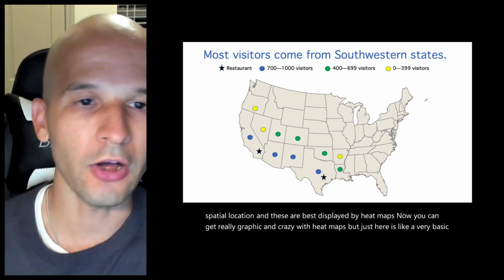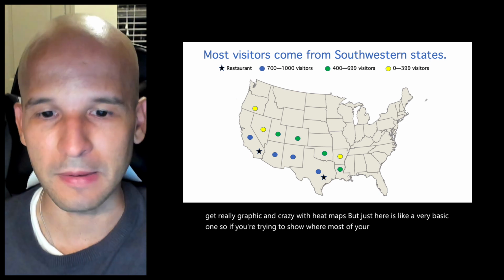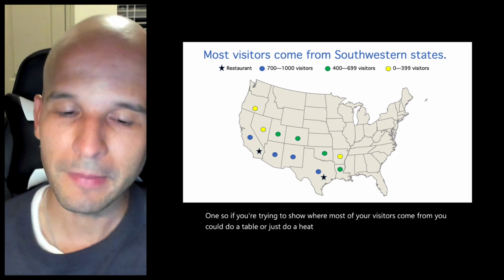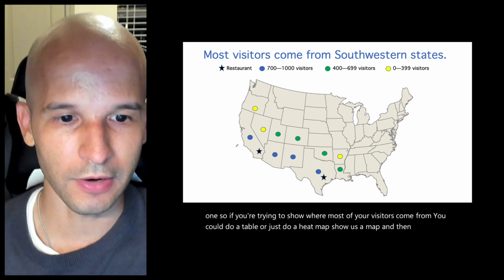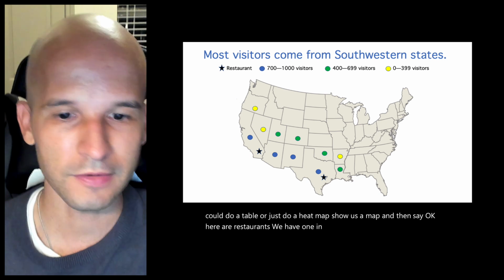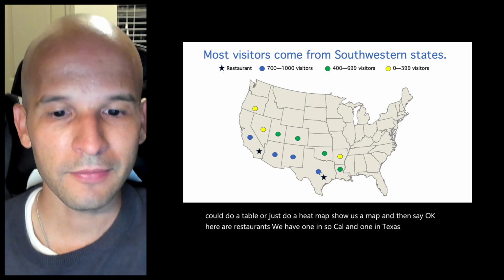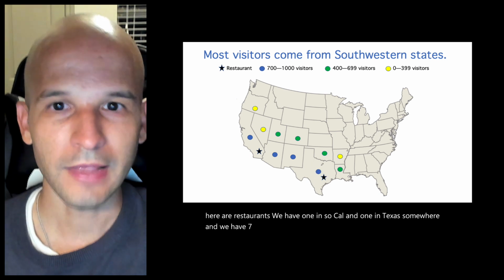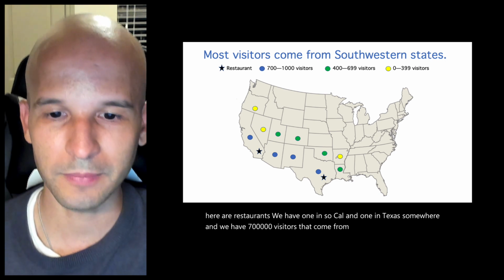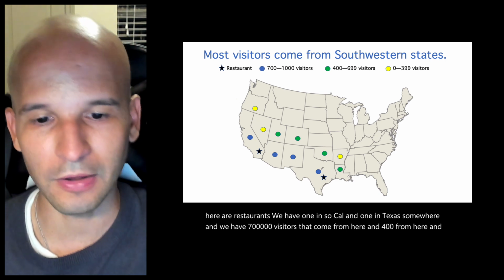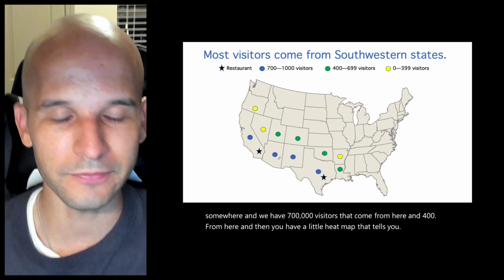So if you're trying to show where most of your visitors come from, you could do a table or just do a heat map. Show us a map and then say, okay, here are our restaurants. We have one in SoCal and one in Texas somewhere. And we have 700 to 100,000 visitors that come from here and 400 from here. And then you have a little heat map that tells you where your highest density of visitors come from.